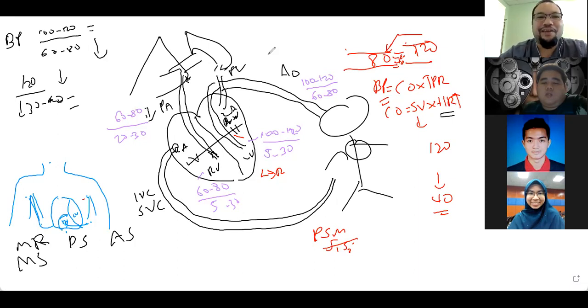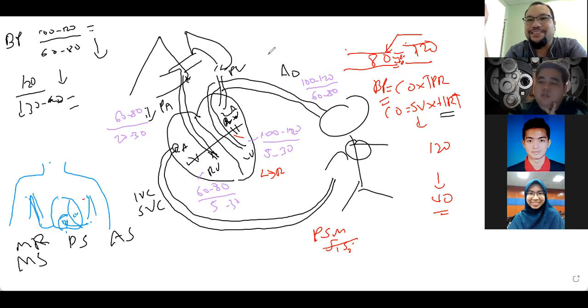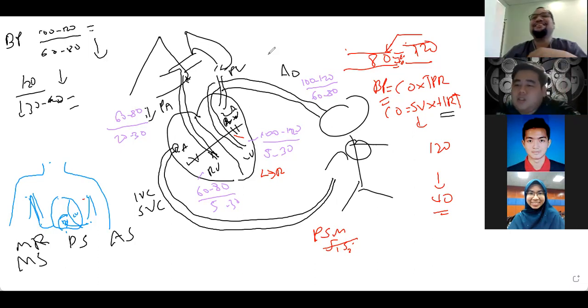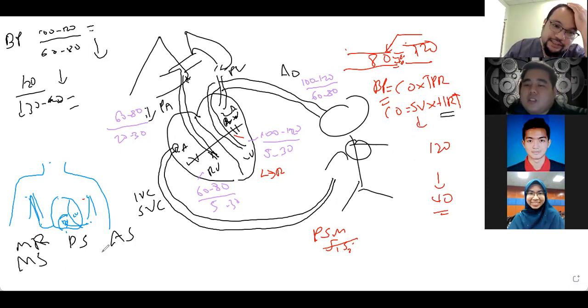Aortic stenosis. Damn. Kan? You rasa my patient tu, I rasa radial pulse tak rasa, brachial pulse tak rasa, carotid pulse pun tak rasa. Ada carotid, ada carotid bruit. You auscultate kat sini, you dapat carotid bruit because of the turbulent flow. Okay, so that's AS. How about AR?